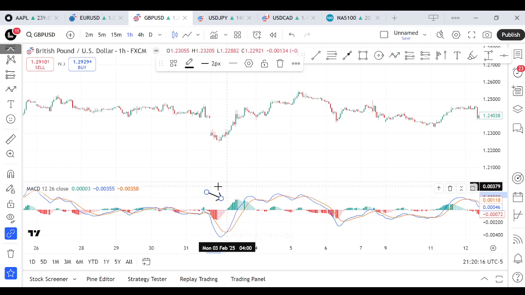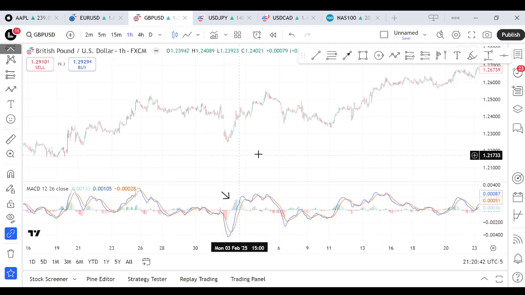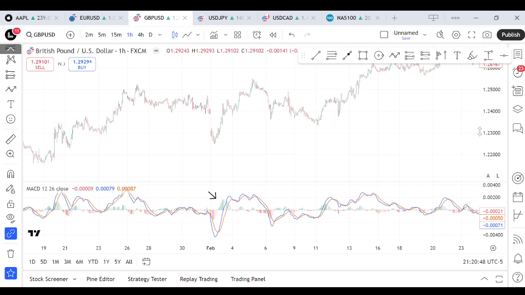So for instance, when the MACD line crosses above the signal line, it signals bullish momentum. When it crosses below, it indicates bearish momentum. So together, these tools create a strategy where Fibonacci levels highlight potential price zones, and the MACD confirms whether momentum supports a trade at those levels. So I'll show you exactly how to trade with this strategy. It's a very simple strategy. You will learn it in the next few minutes. So for example, if price retraces to the 50% level in an uptrend and the MACD shows bullish momentum, this could signal a buying opportunity.